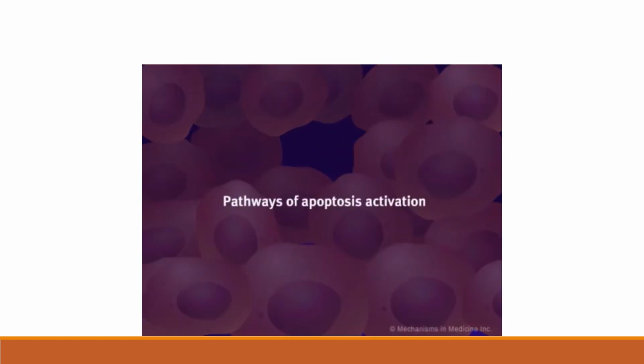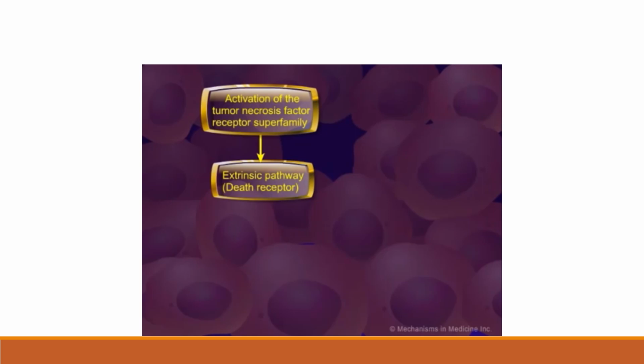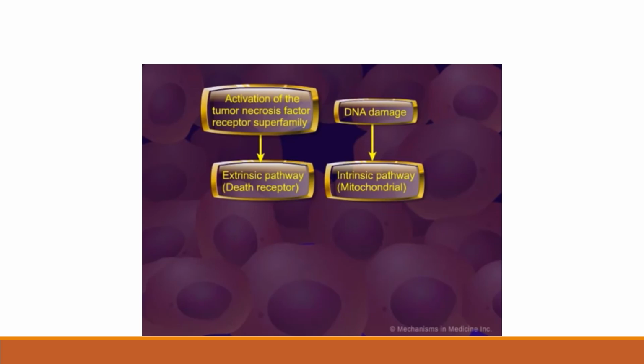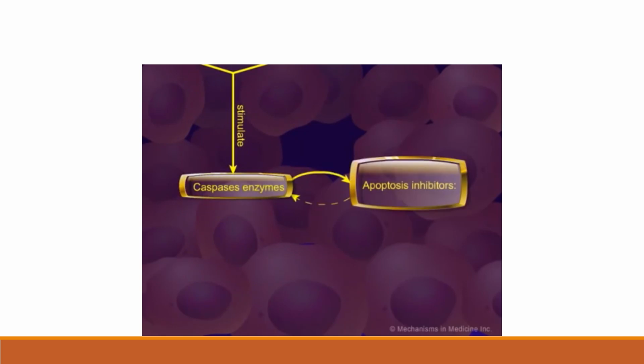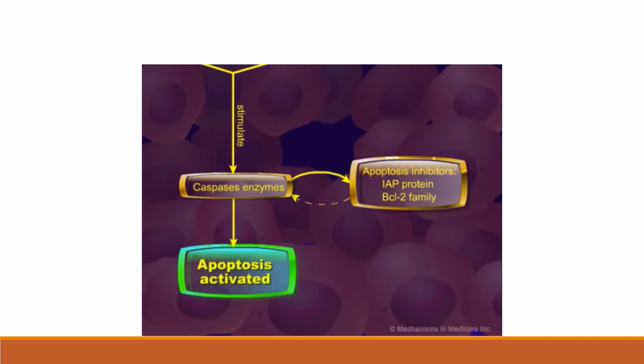There are two pathways that can activate apoptosis. The first is the death receptor, or extrinsic pathway. It is triggered by activation of members of the tumor necrosis factor receptor superfamily. The second means of initiating apoptosis is through the mitochondrial or intrinsic pathway. This is set in motion by DNA damage. Both pathways ultimately stimulate a set of enzymes called caspases. The caspases interact with inhibitors of apoptosis proteins, or IAP, and the BCL2 family of proteins, which individually have either pro- and anti-apoptotic properties.